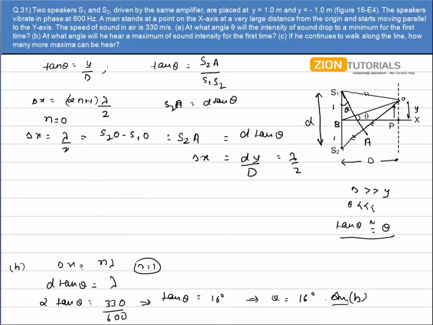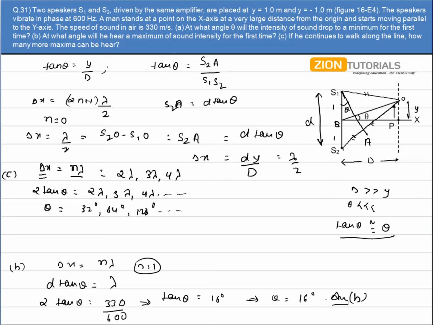In the C part, if he continues to walk along the line, how many more maxima can he hear? Now clearly we know that path difference is given by n lambda, that is the condition of maxima, and for more maxima n varies as 2, 3, 4 and so on. So if the path difference varies like 2 lambda, 3 lambda, 4 lambda, I'll get successively more maxima. As delta x is given by 2 tan theta, just substitute the value of n lambda as 2 lambda, 3 lambda, 4 lambda and so on. You get the value of theta successively as 32 degree, 64 degree, 128 degree and so on.